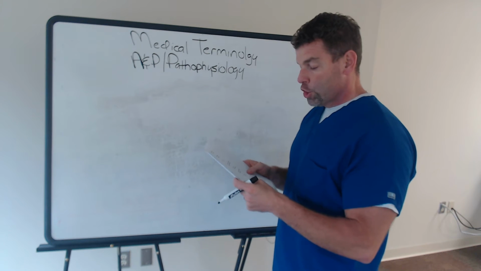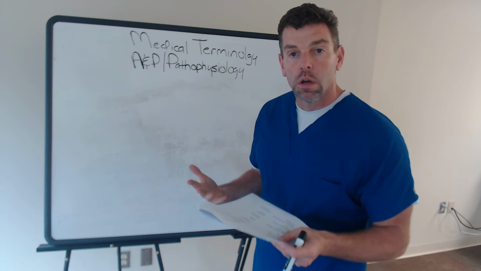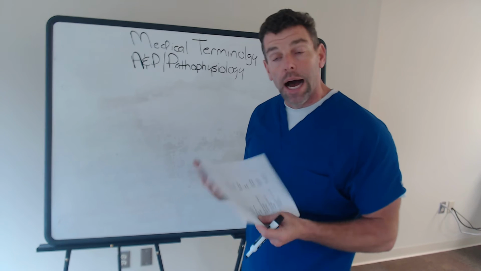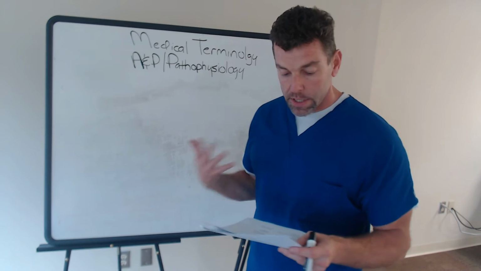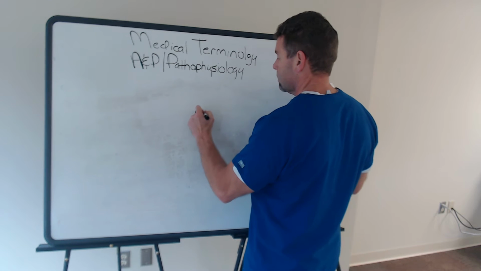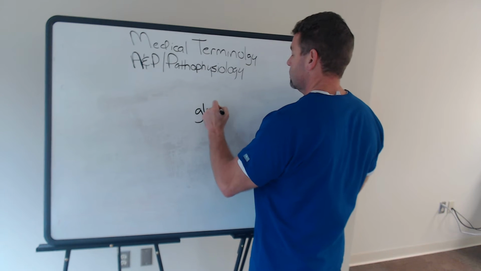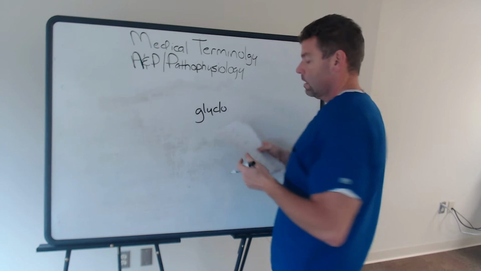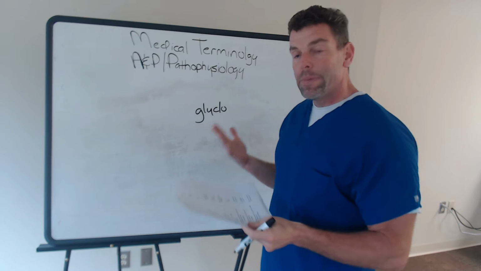Low blood sugar. Hypo means low. The opposite of that is hyper, which means excessive or above. Glyco means sugar.